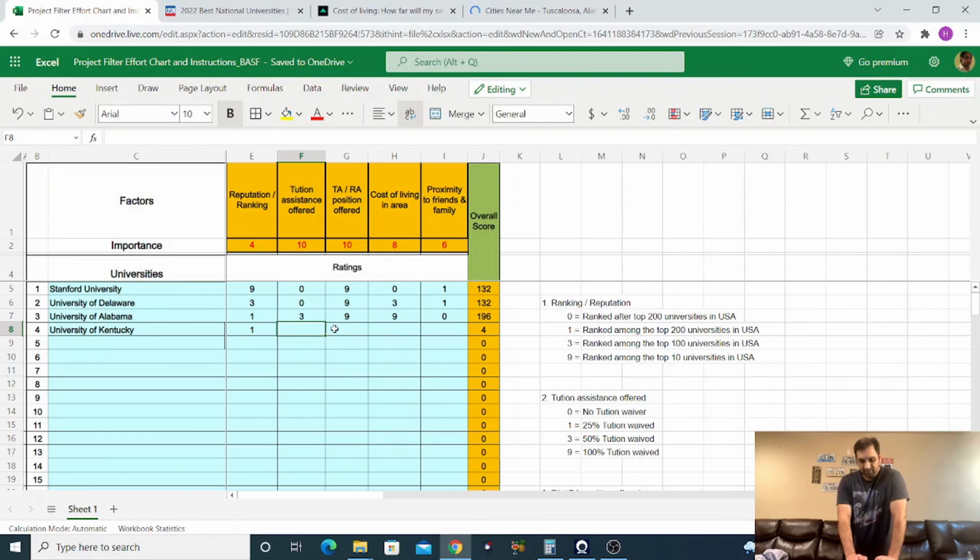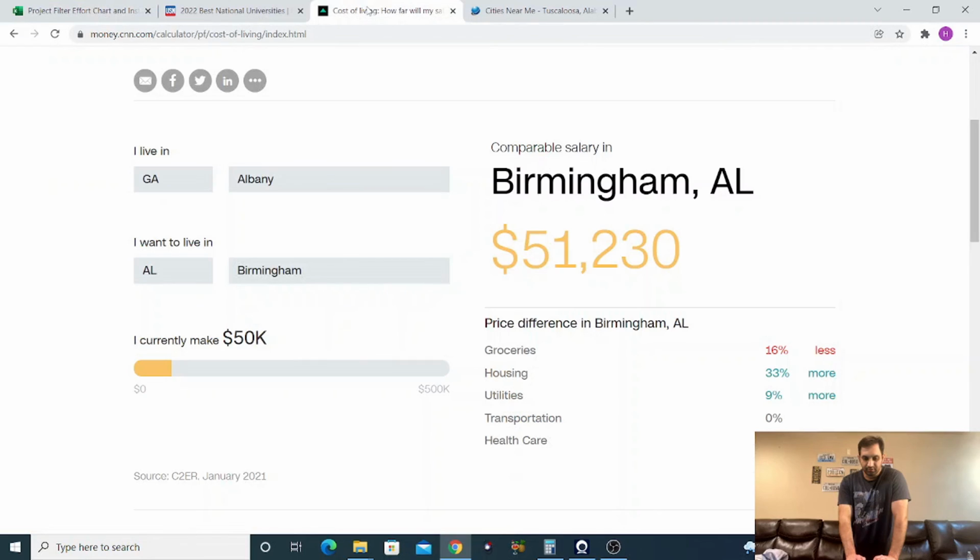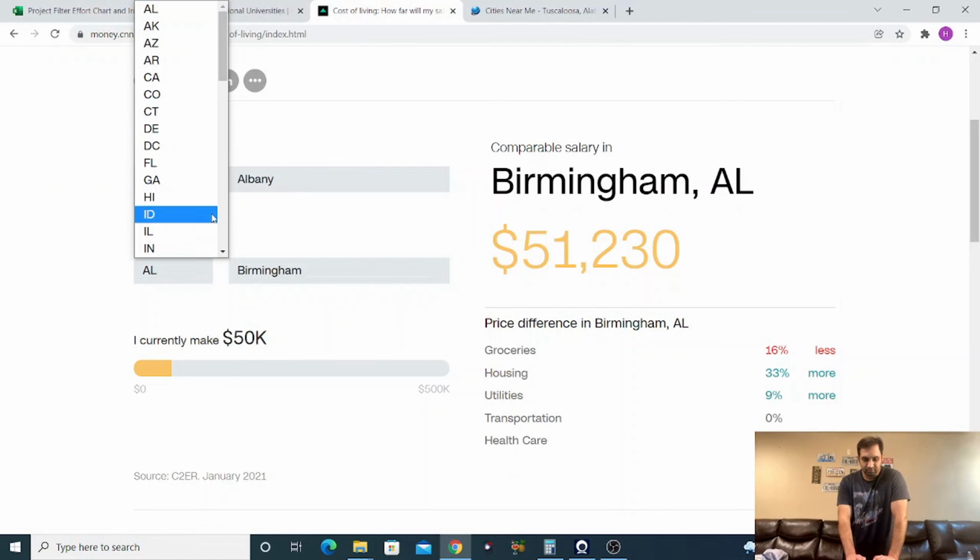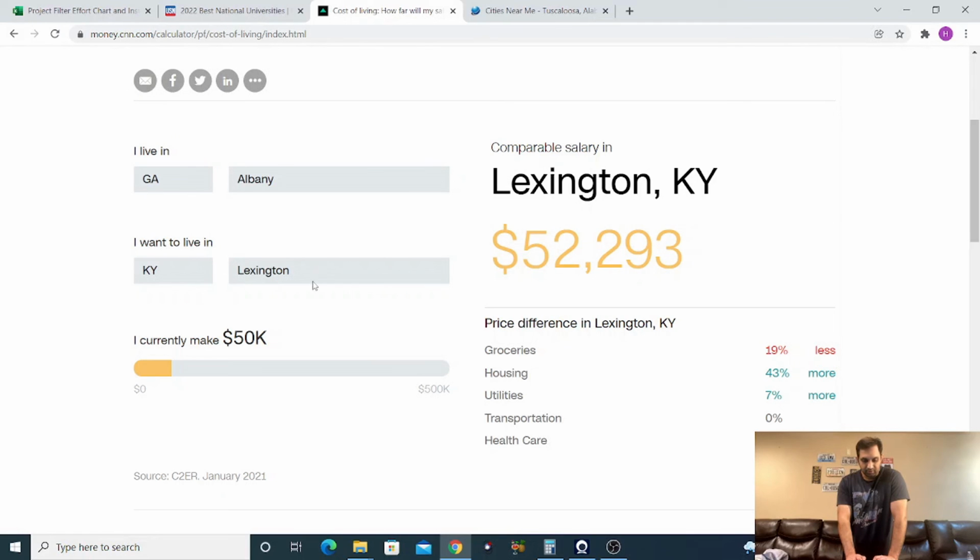Tuition assistance. Let's say I didn't get any tuition assistance here. Or let's say I got 25% tuition waived. So I got 1 here. And I got a teaching assistant position here. Cost of living, again, you can compare. So it's Kentucky, you go to Kentucky here, and Lexington. So again, pretty similar, no significant differences.